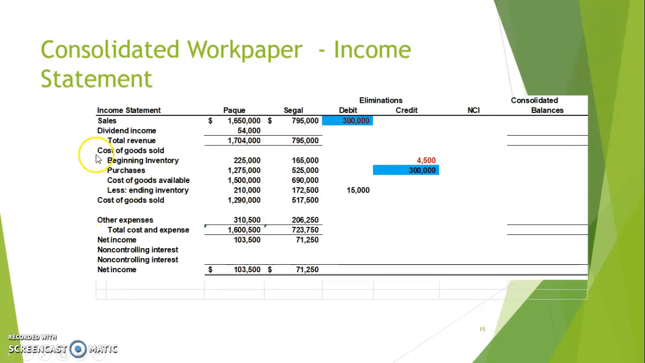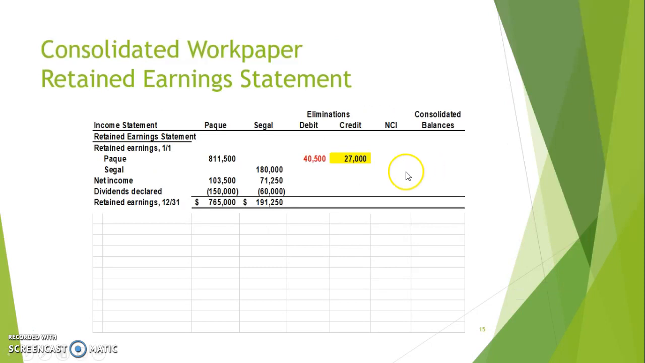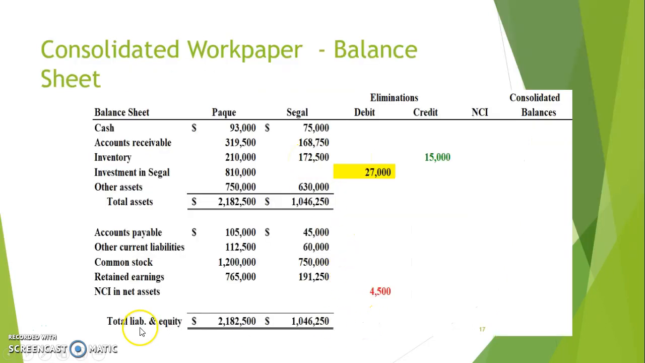So the entries here, you will see in the income statement, a credit is made to the beginning inventory for 45,000, and we would have debited our company with 40,500, which is 90% of 45,000, and the NCI is 4,500, which is 10% of 45,000.